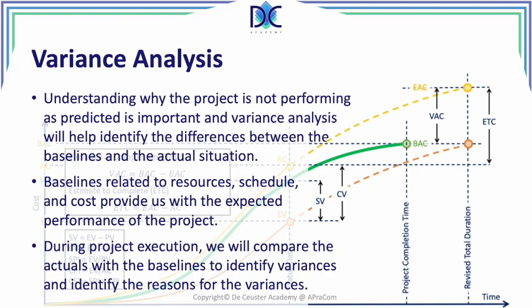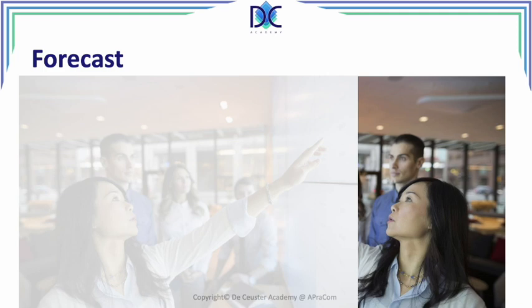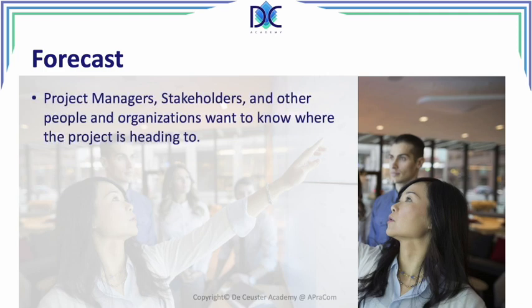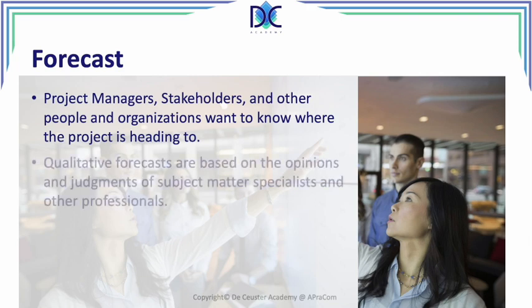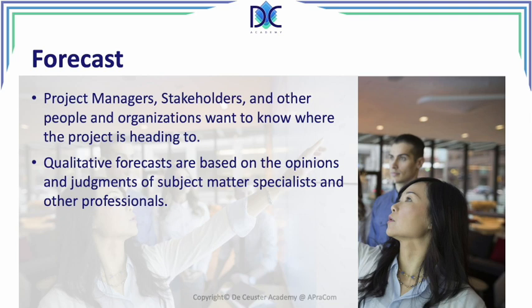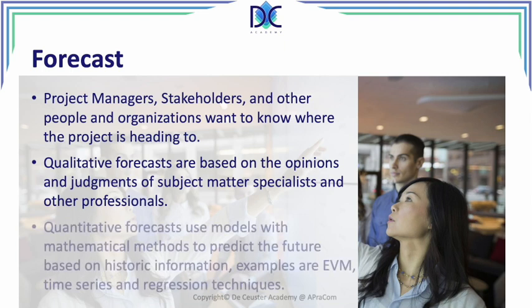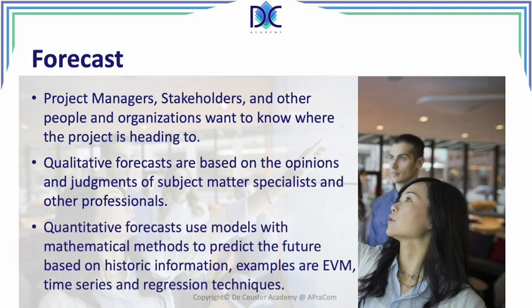We also talk about forecast. Project managers, stakeholders, and other people and organizations want to know where the project is heading to. Qualitative forecasts are based on the opinions and judgments of subject matter specialists and other professionals. Quantitative forecasts use models with mathematical methods to predict the future based on historic information. We look at earned value management, time series, and also regression techniques.